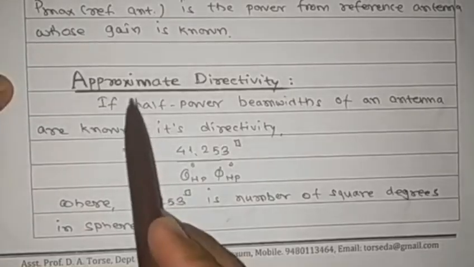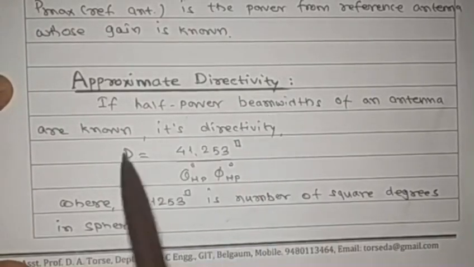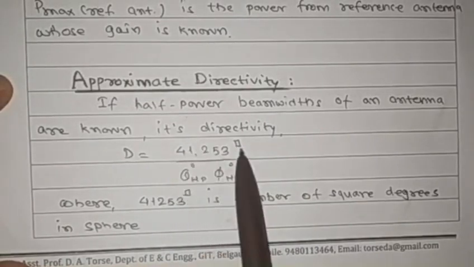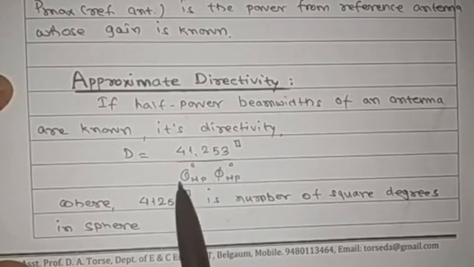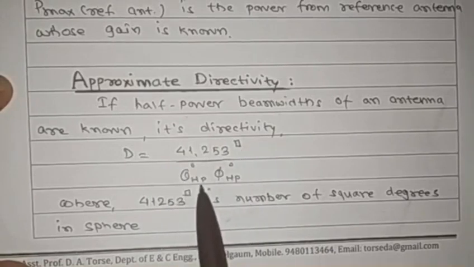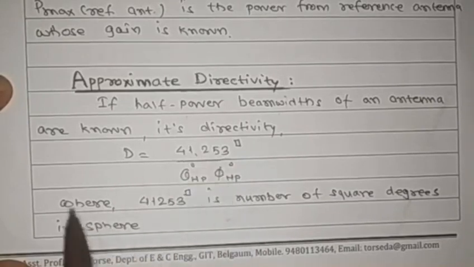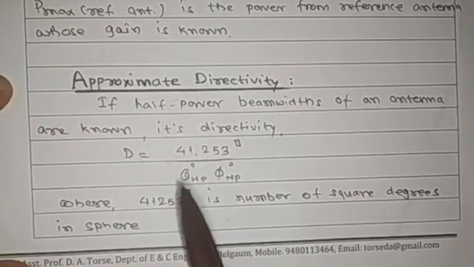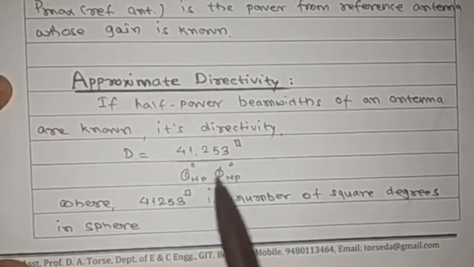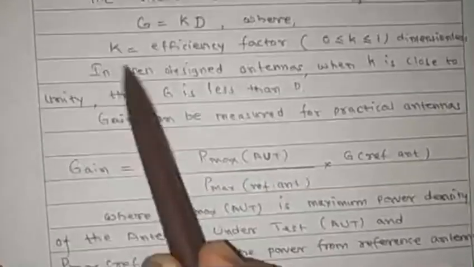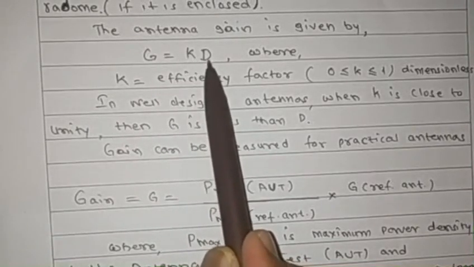There is a procedure to find approximate directivity using half power beamwidths. The directivity can be computed by considering the beam area in square degrees for a sphere, which is 41,253 square degrees, divided by theta in the half power direction and phi in the half power direction, the product of theta and phi. So in the next video, we will see numericals on computing approximate directivity using this formula and finding the gain based on the efficiency given and the directivity computed.